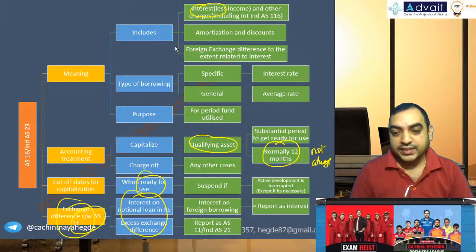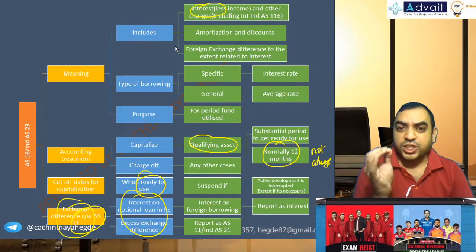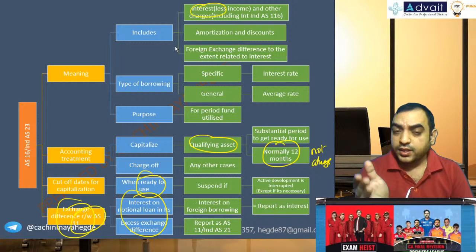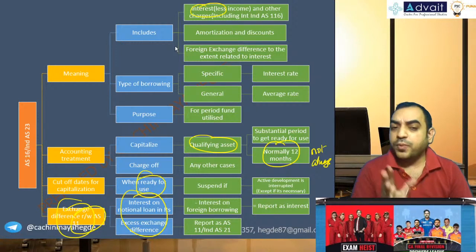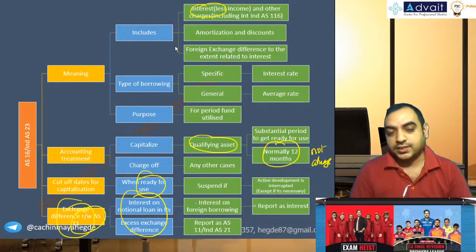Will you provide this summary chart? I'm not providing a summary chart in general, but whichever specific chart you want, you can request in the group. I will share it as specific charts.